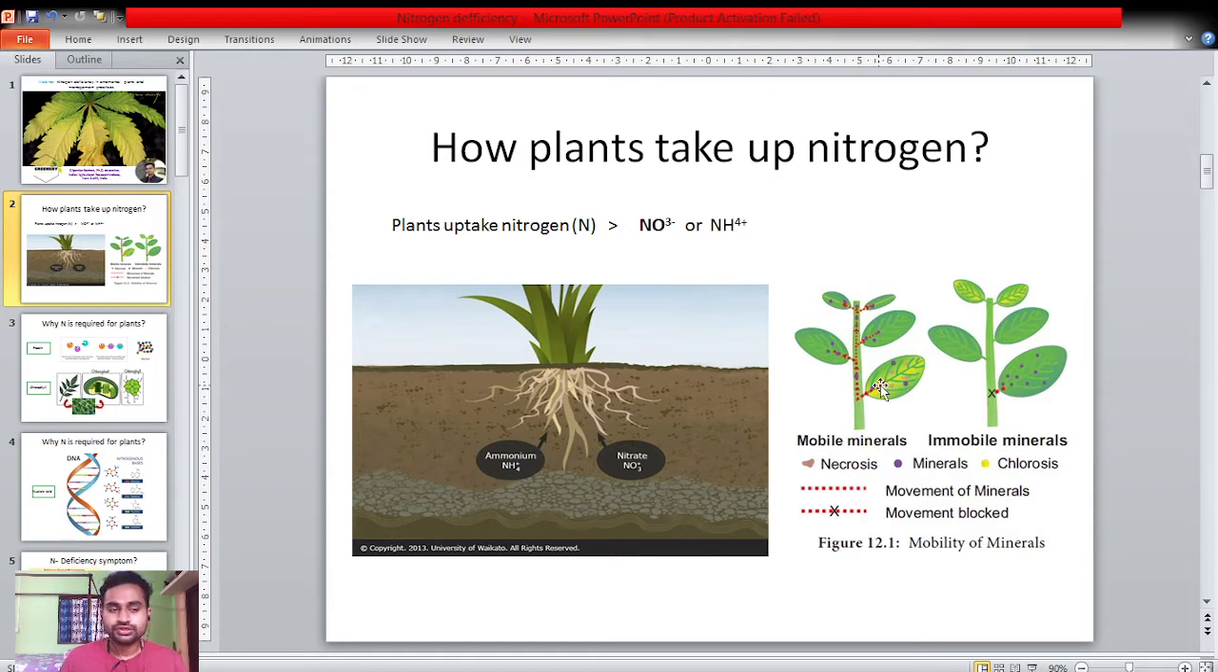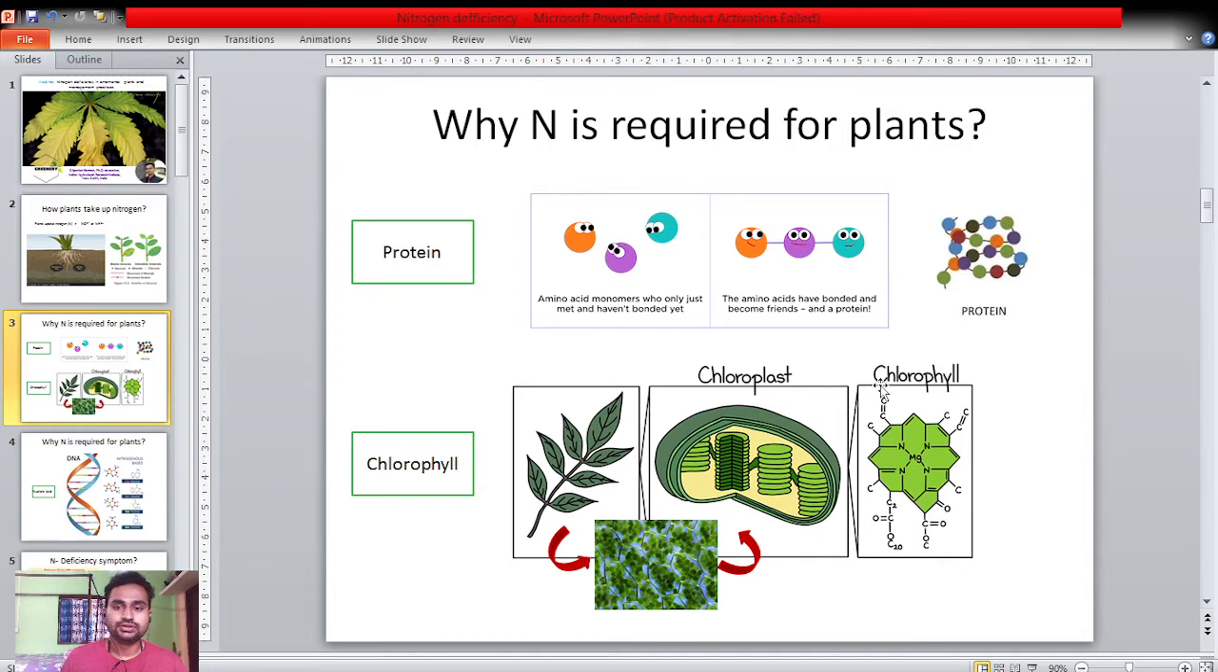In the later slides we can see how the symptoms come to the plant, and how they affect mainly the lower leaves and then gradually go upward to the middle leaves and then the top leaves. Basically the top leaves remain green under nitrogen deficiency, but the lower leaves show the stronger deficiency symptoms. So these are the two ways that plants take up nitrogen, and then we'll see why this nitrogen is required for plants.